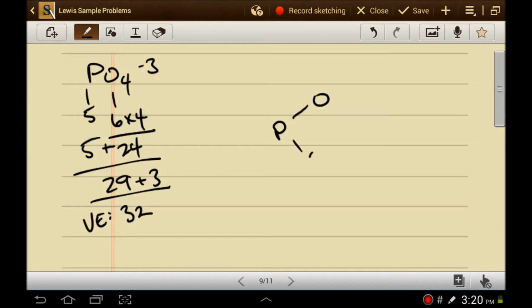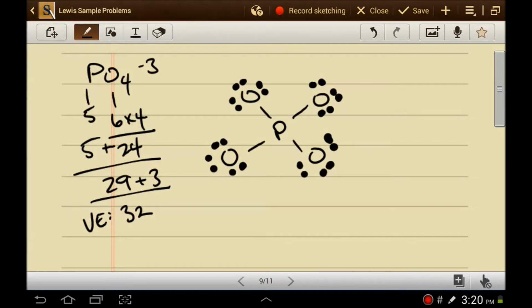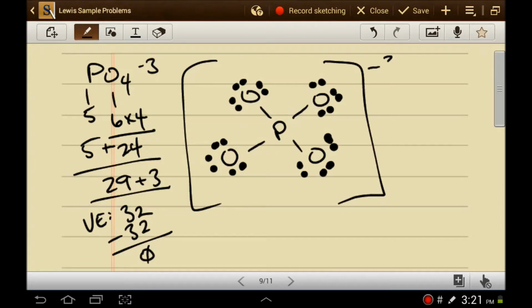Everyone gets one bond to the central atom. The outside atoms get an octet. At this point, we've used 8 times 4 electrons. We've used 32 electrons. There are no electrons left to use, so we do not put any extra electrons on the central atom. The phosphorus has 8 electrons around it, so it already has an octet, so it is stable. We'll put square brackets around it with the charge in the upper right corner because it's an ion.